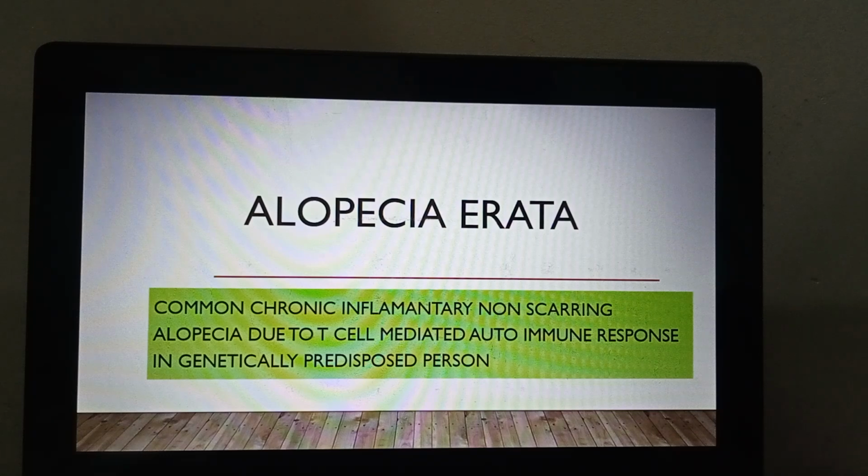Alopecia areata is a common chronic inflammatory non-scarring alopecia due to cell-mediated autoimmune response in genetically predisposed individuals. Now, the important thing here is that alopecia areata does not occur in any person. Those persons who are genetically predisposed may develop alopecia areata.